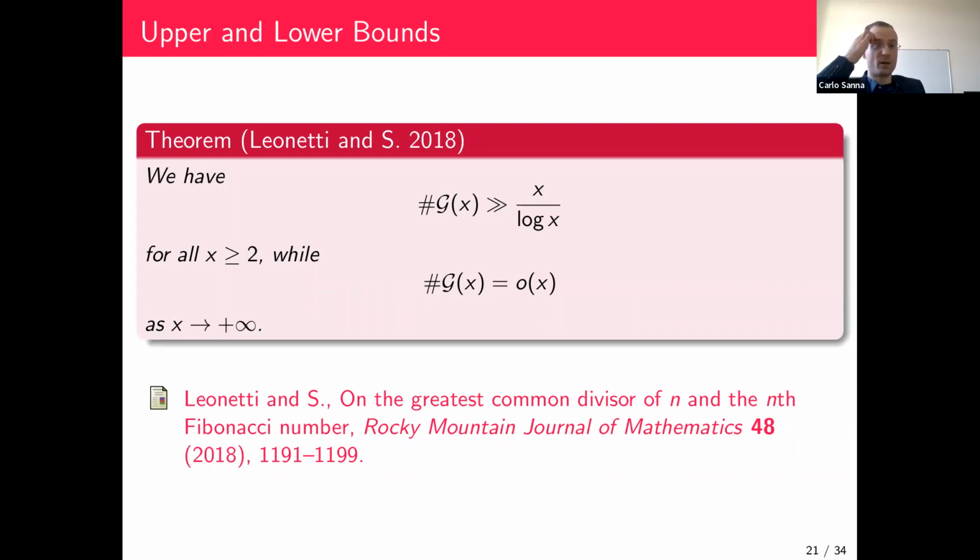However, we have these results. Leonetti and I proved a lower bound for the counting function. We showed that it is at least of the order of x over log x. And we showed also an upper bound. We showed that it is little o of x. So the set G has natural density 0.